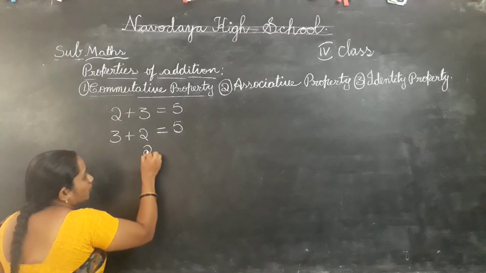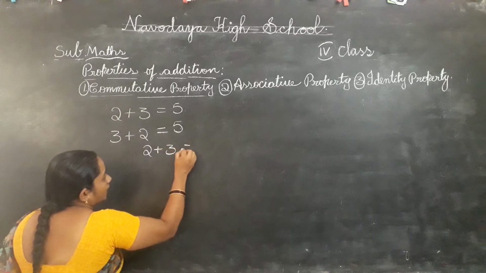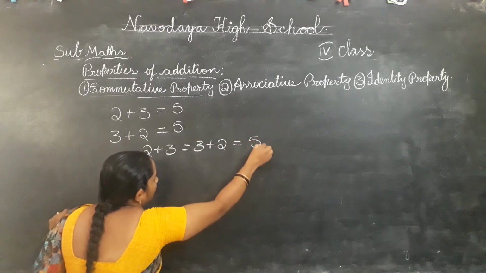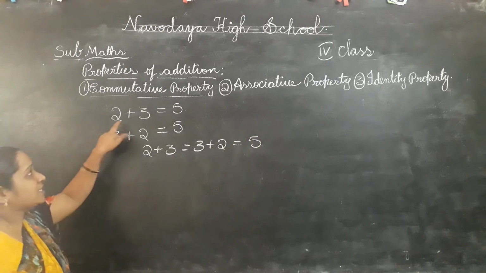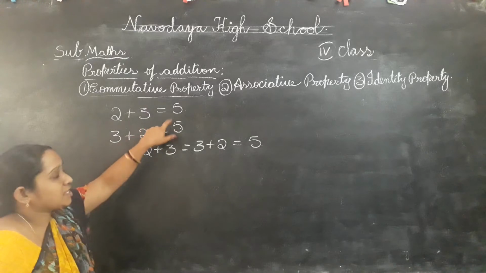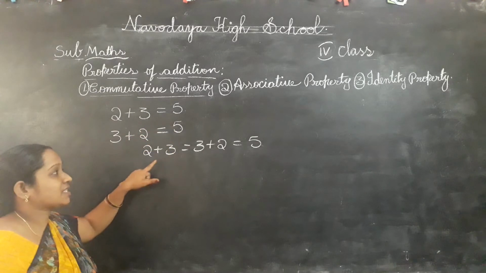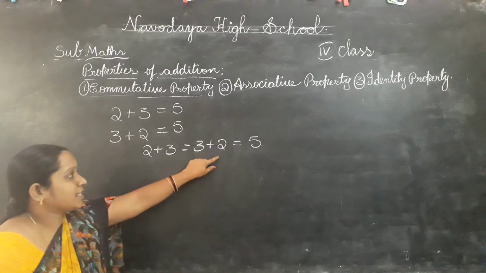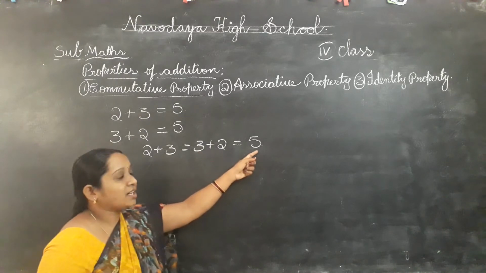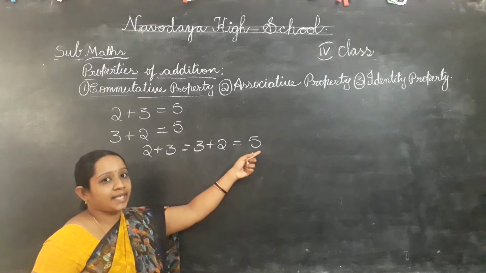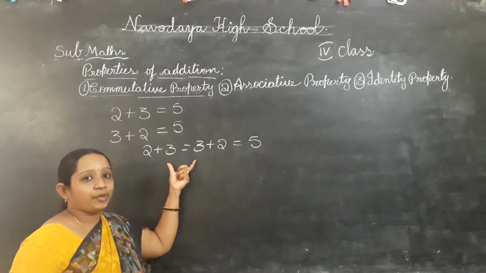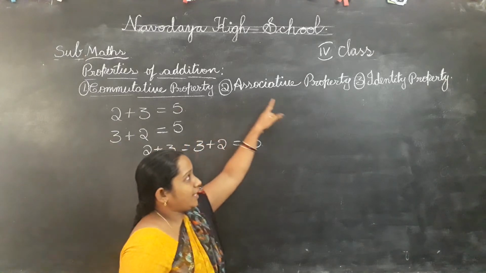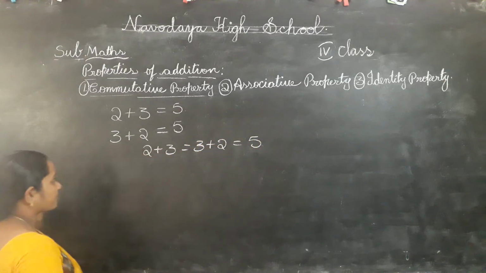So, 2 plus 3 equal to 3 plus 2 equal to 5. If numbers are interchanged, the sum is not changed here. This is called commutative property. If the numbers are interchanged, the answer will not change. The answer is same. This is called commutative property. Next, second one, associative property.